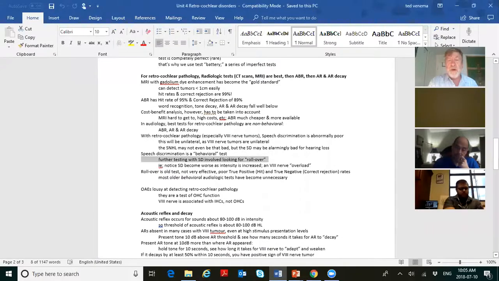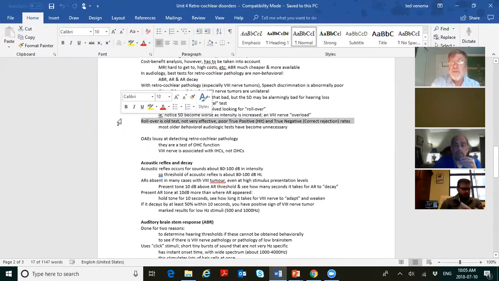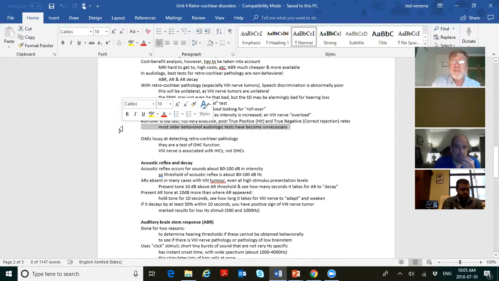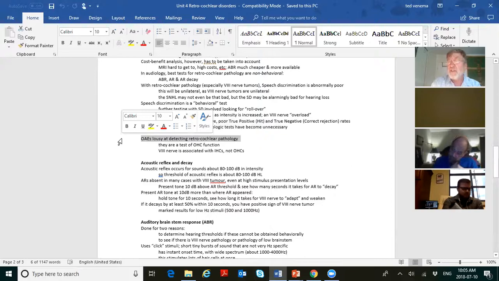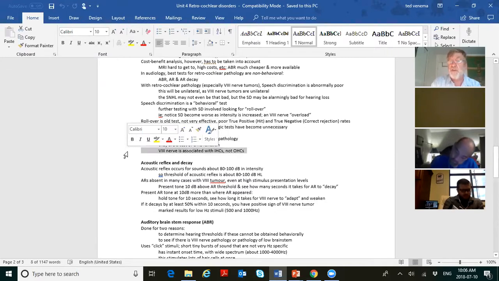This is all good. So now you'll see that whole bottom part here. You can see where I'm talking about rollover here, old test. Poor, not very effective, poor true positives, poor true negatives. Most older behavioral tests have become unnecessary. Otoacoustic emissions, by the way, are lousy at testing for retrocochlear pathology. They are a test of outer hair cell function, and the eighth nerve is associated with inner hair cells, not outer hair cells. Okay, so OAEs have nothing to do with looking for retrocochlear pathology at all.